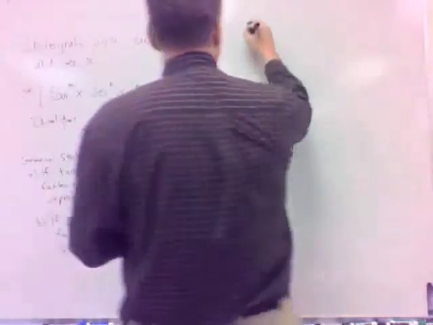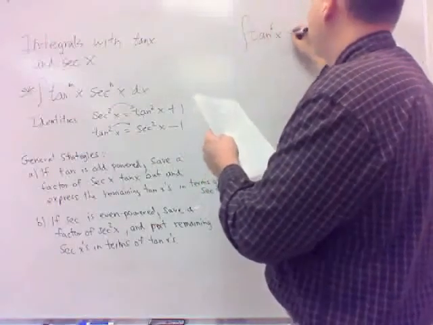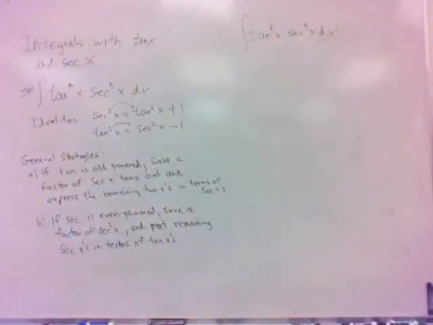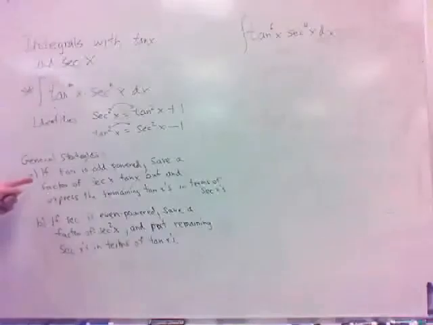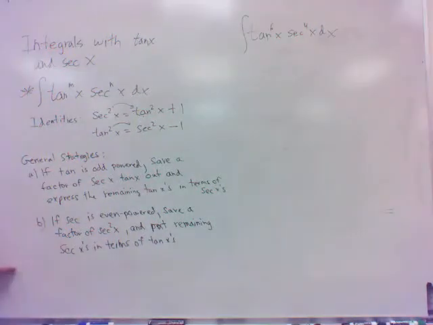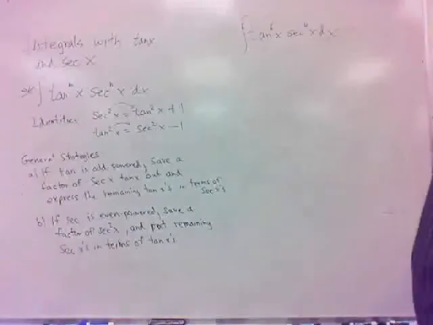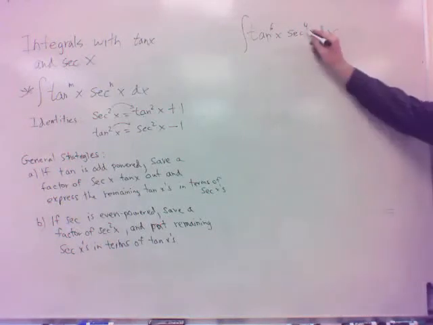So let's do one. The integral of tangent to the 6th x, secant to the 4th x dx. On our strategies, we either have to have an odd powered tangent or an even powered secant, or these strategies do us no good. If you have something different, you have to go some other route, and it gets complicated, because it's already complicated enough with this. But the good news is here, we do have one of those two laid out for us. We've got an even powered secant.